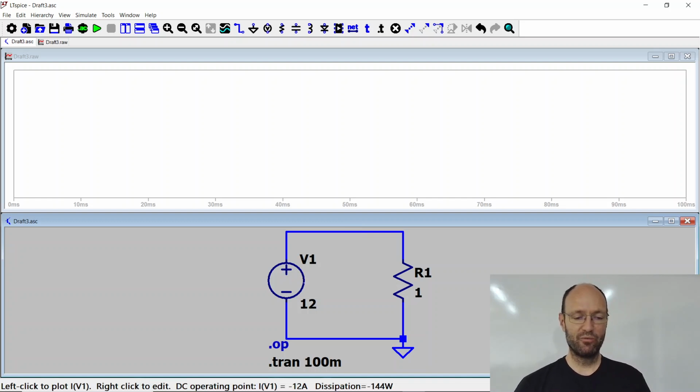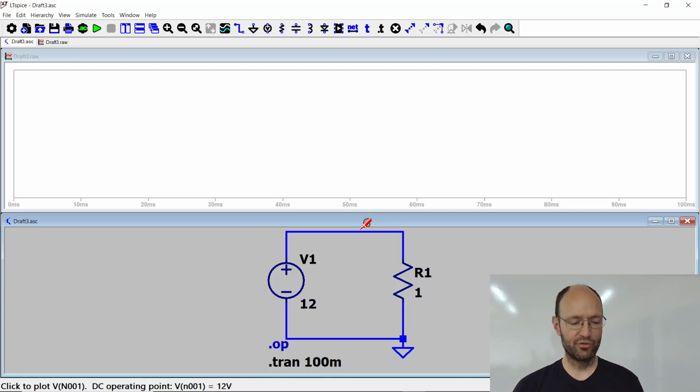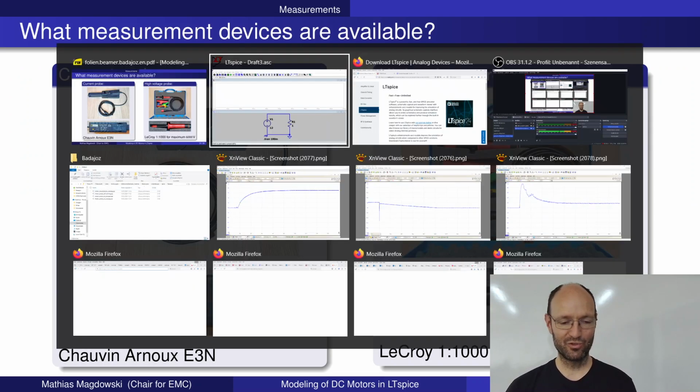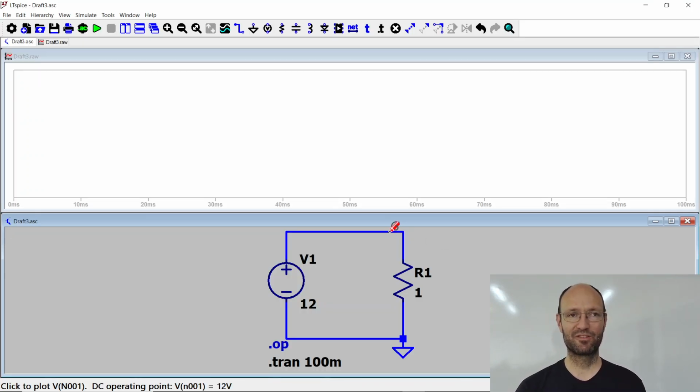Okay, so this is how to measure current, and if you are above a node or on a wire, then you can see the mouse cursor turns into a small voltage probe. This is looking pretty similar to the voltage probe that I used on Wednesday, right? The red voltage probe is the same red voltage probe as the small probe here.